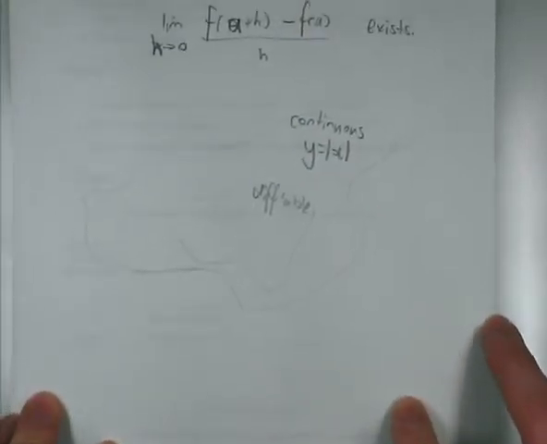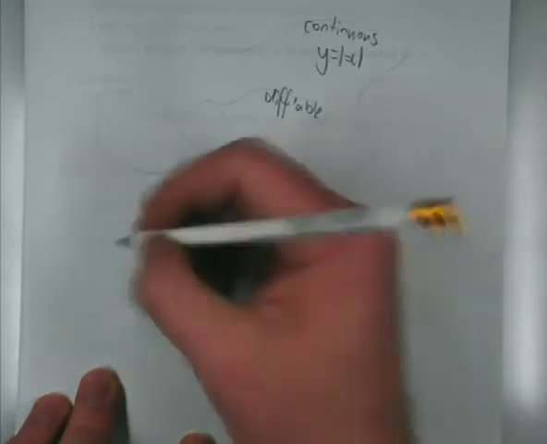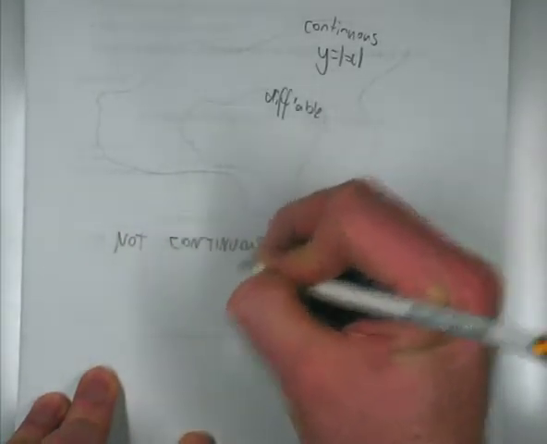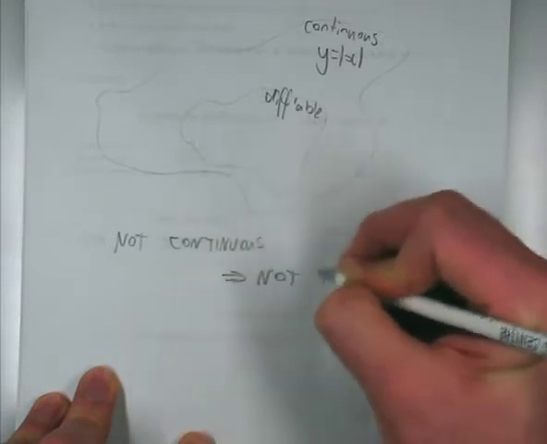So if it's not continuous, if you see that there's a jump or a hole or a gap, you can automatically say it's not differentiable. So basically, not continuous means not differentiable.